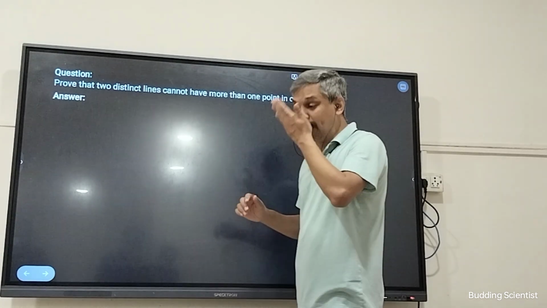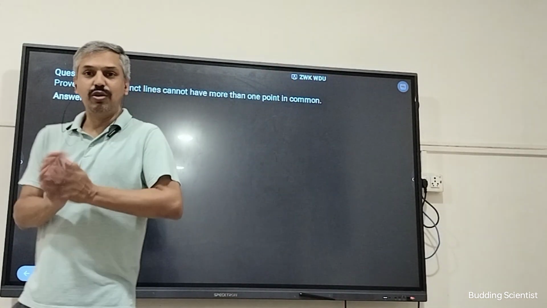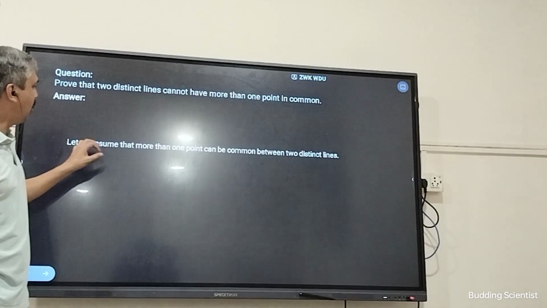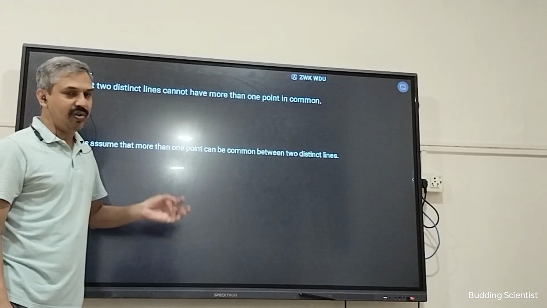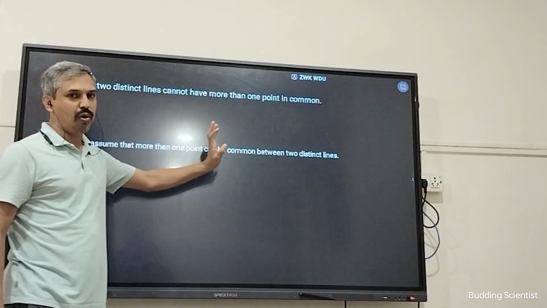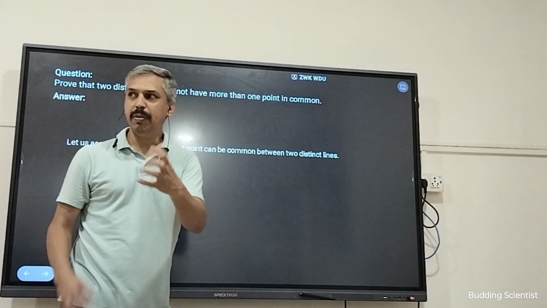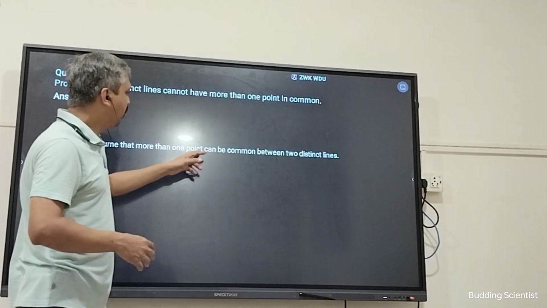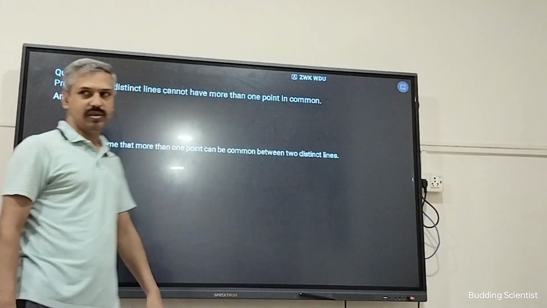But before we actually know how we can prove this, we just go with the opposite idea. We just assume that the contrary is right. So we are saying that let us assume that more than one point can be common. Not just one point, but 2 points, 3 points. More than one point is possible. So more than one point can be common between two lines.